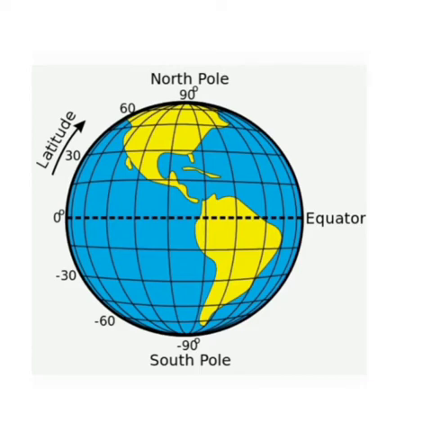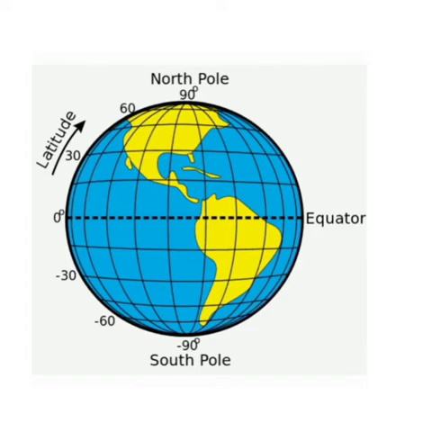So what are these lines and points on a globe? You can see here, first, the North and South Poles. They are the two ends of the earth's axis. They are found at the top and at the bottom of a globe.